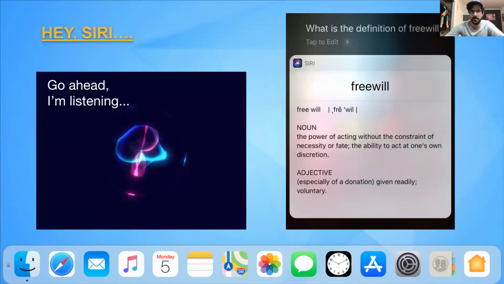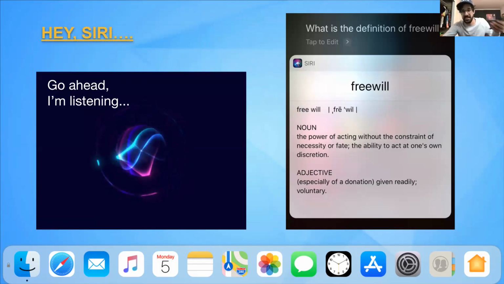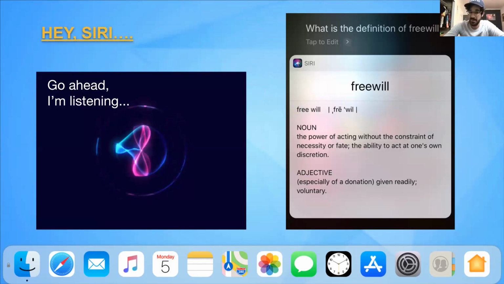So, hey Siri, what is free will? Well, according to the robot I just consulted, free will is the ability to choose between different. Whoops, sorry, Siri just popped in when I said that. But according to her, I'm assured that free will is the power of acting without the constraint or necessity of fate. In other words, it's the ability to act at one's own discretion.